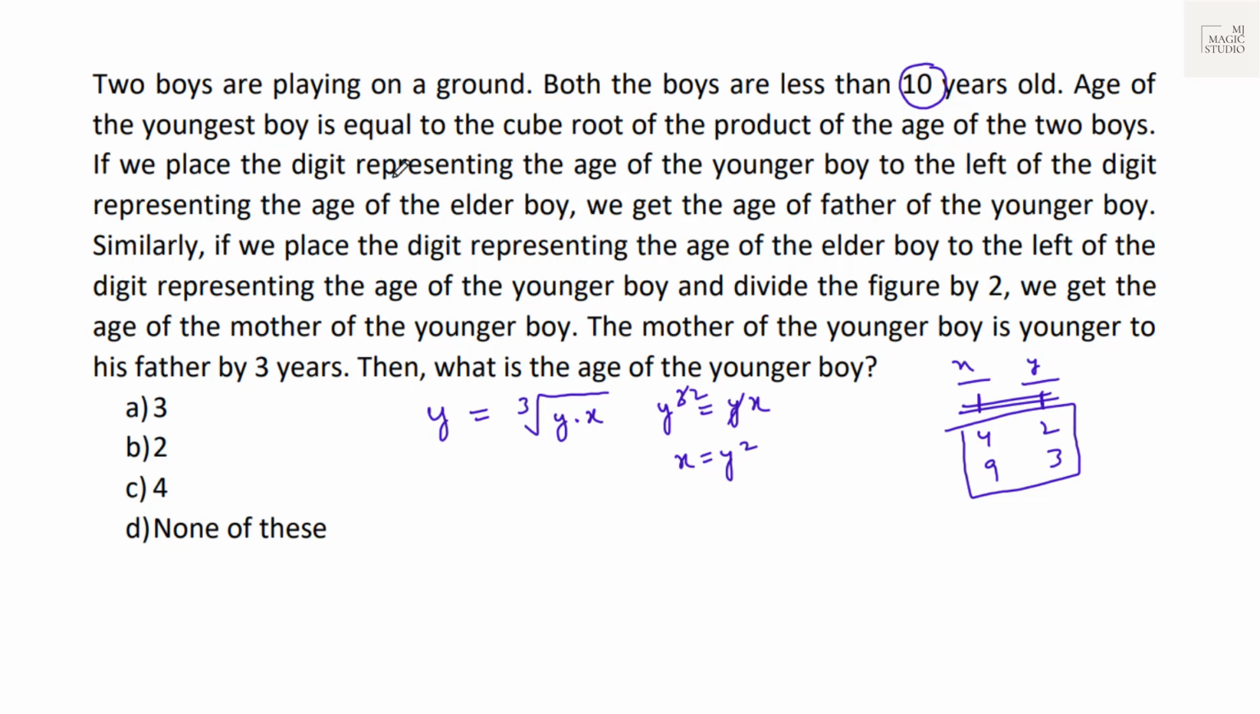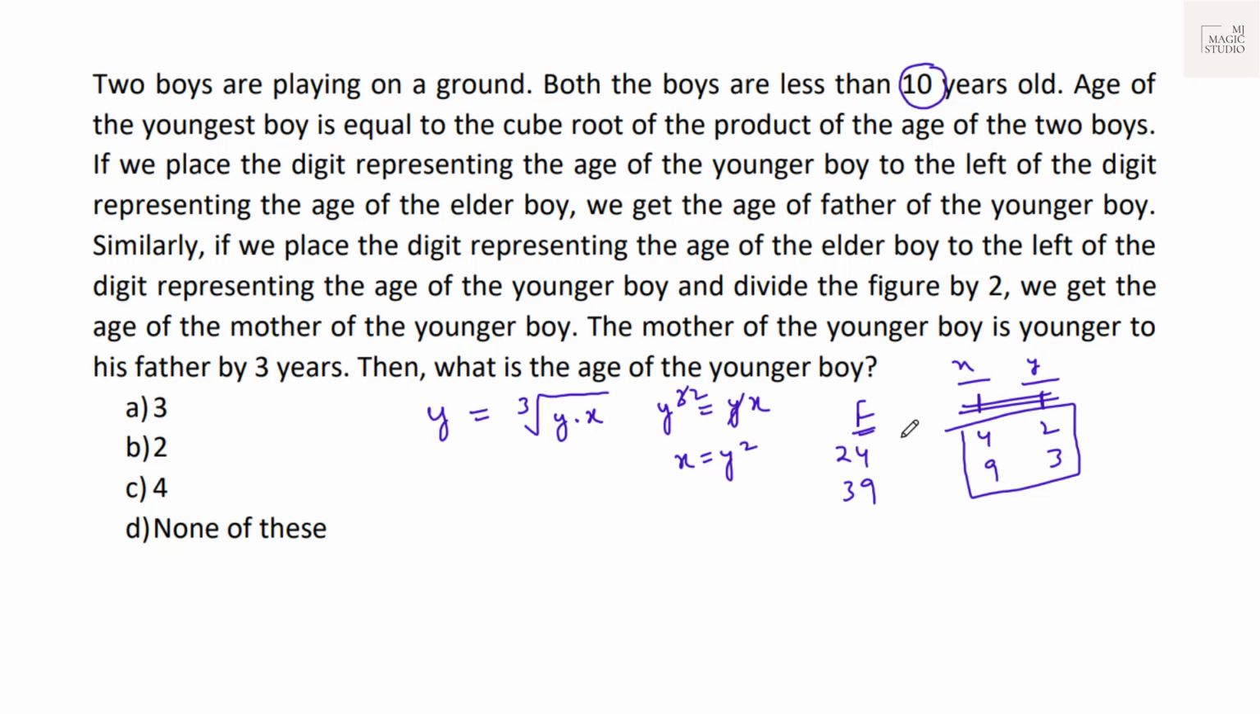If we place the digit representing the age of the younger boy, that is 2 in this case, to the left of the digit of the elder boy, so that would be 24 or 39, we get the age of father. Done. Similarly, if we place the digit representing the age of the elder boy, 4, to the left of the digit representing the age of the younger boy, that is 42, and divide the figure by 2, we get the age of mother.